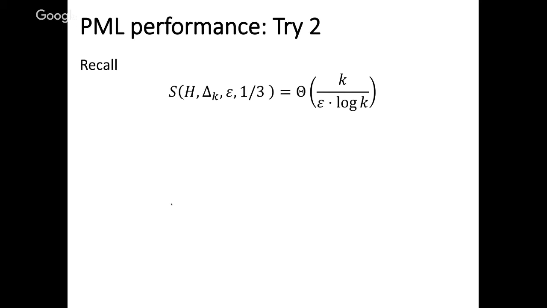So what we do is the following. Recall that we said that to estimate the entropy of a distribution over k elements up to additive epsilon and error probability 1/3, the number of samples was k over epsilon log k. Okay.